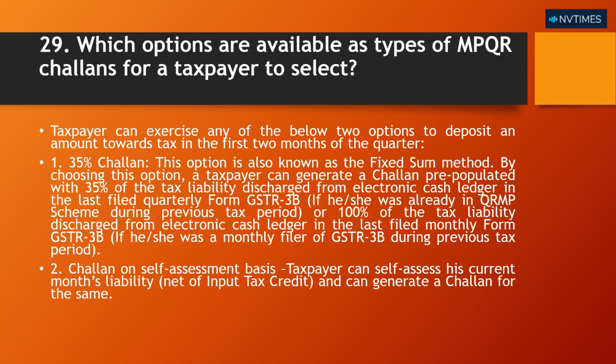Challan on self-assessment basis. Taxpayer can self-assess his current month's liability net of input tax credit and can generate a challan for the same.